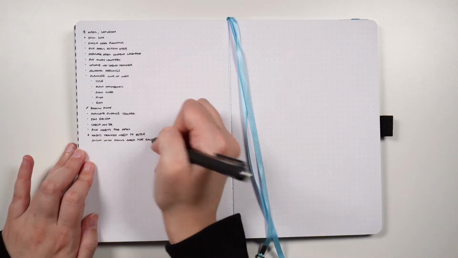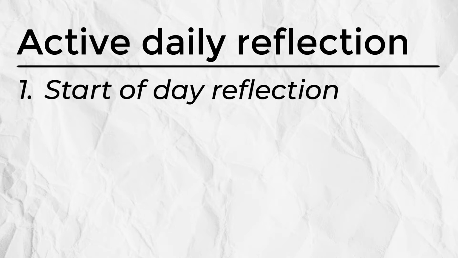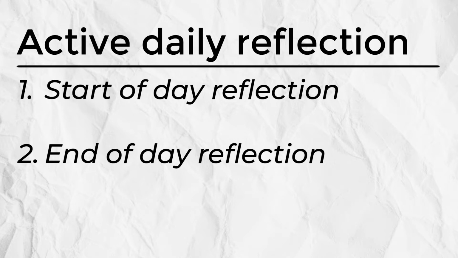Our other type of daily reflection, or active reflection, actually has two different types itself. We have the start of day active reflection and the end of day active reflection. In the bullet journal method, Ryder Carroll calls this AM and PM reflection, but not everybody works on a regular 9-to-5 schedule, so I'm just going to call this start of day and end of day.